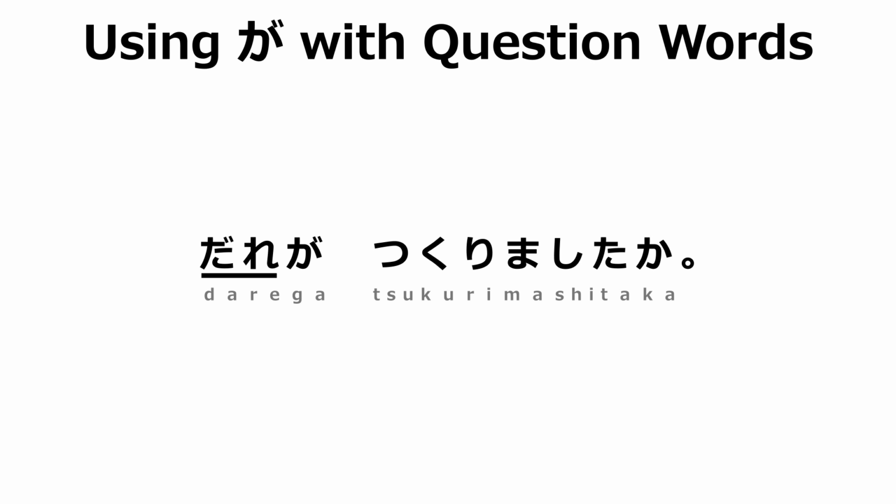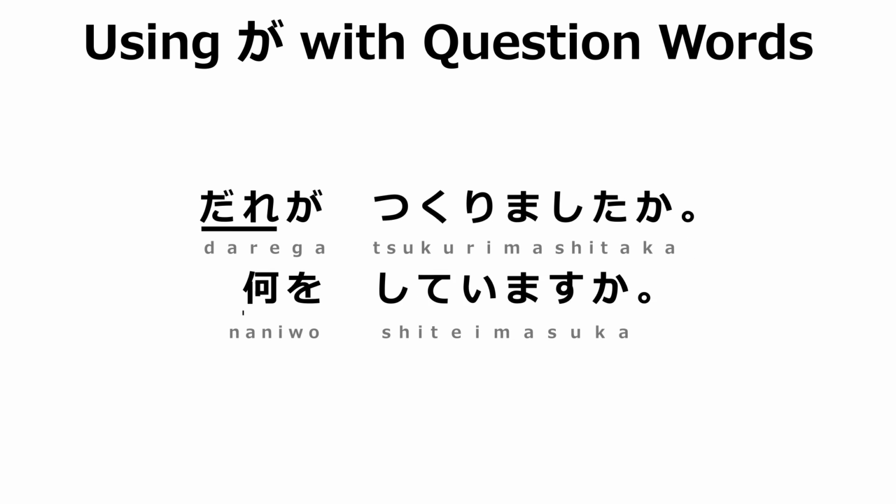For example, if you want to ask what someone is doing, 何をしていますか. Breaking that down, 何, what, を, the object marking particle, しています, doing, and finally, か, the question marking particle. All together, what are you doing?